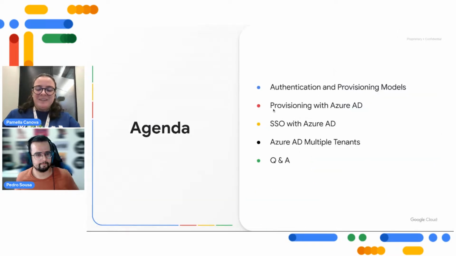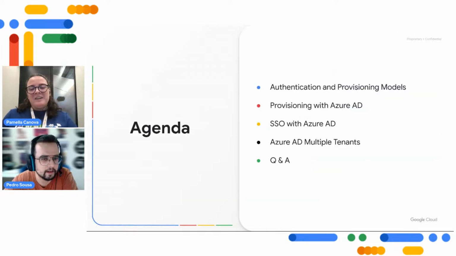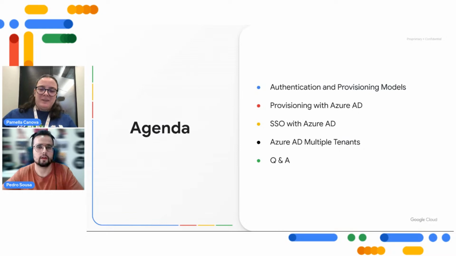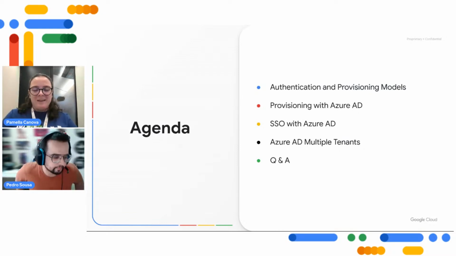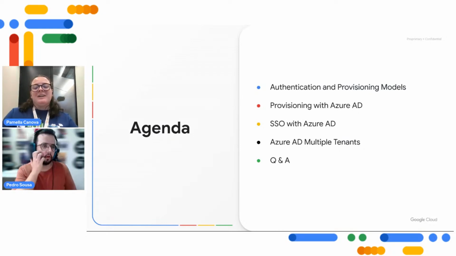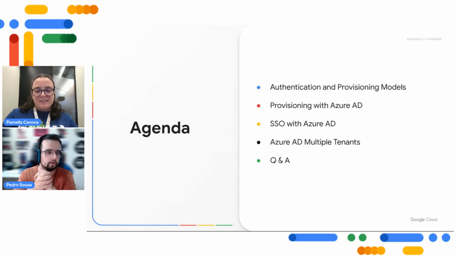Thank you, Pedro. So today our agenda will be talking about the authentication and provisioning models we have between Microsoft and Google, how to provision between Azure Active Directory and Google, and single sign-on with Azure Active Directory, and talk about the scenarios when we have multiple Azure Active Directory tenants. And at the end, we'll have some minutes for questions.